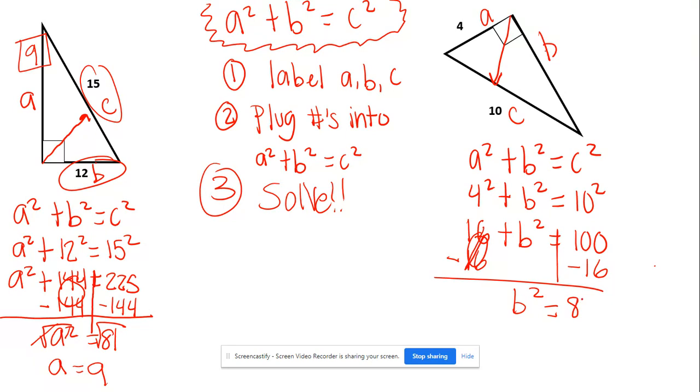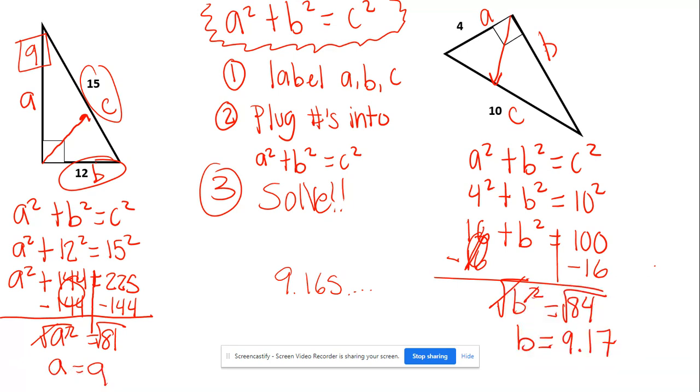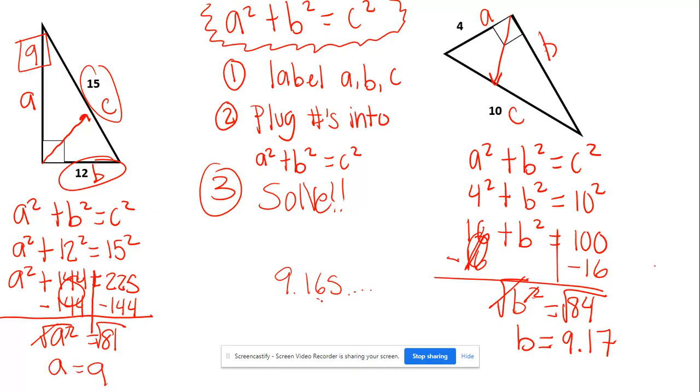84. And then I got to take the square root of both sides because I want to get rid of this little 2 right there. This goes away, and I get B equals 9.17. In your calculator, you're going to see that it's 9.165... goes on forever. It's an irrational number. So I'm going to look at the number in the hundreds. So that's 6. And then I'm going to circle that 5. That 5's telling me to go up, so it's 9.17. That's how I got the 7 as B.